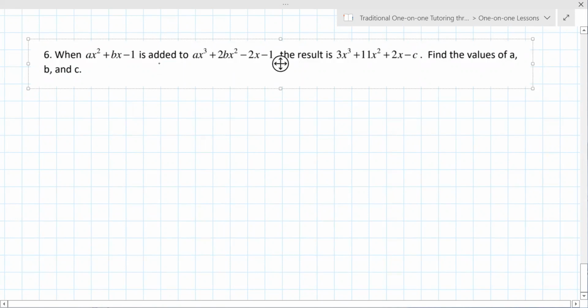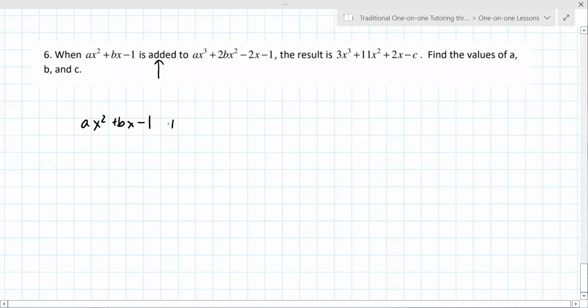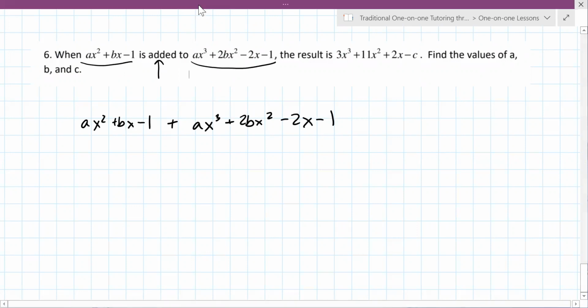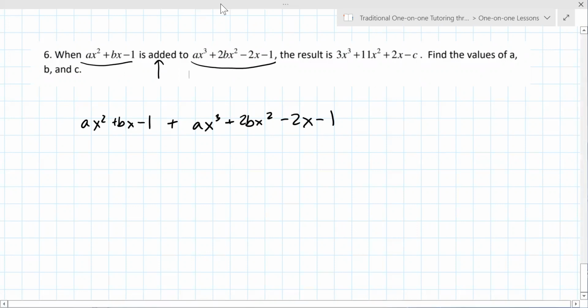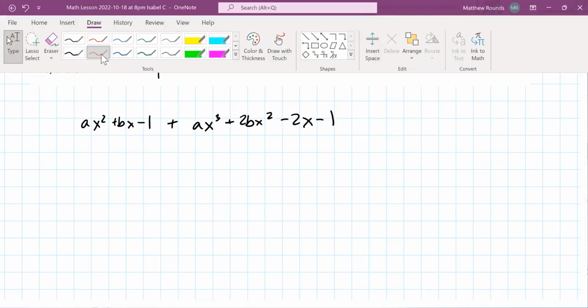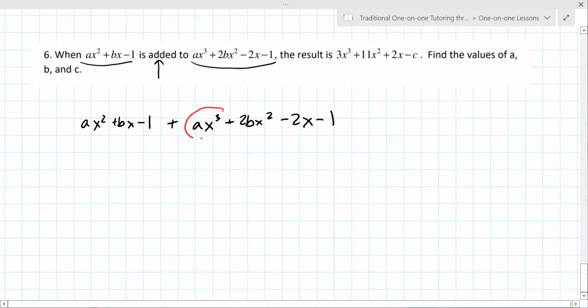Okay, so they're saying we're going to add ax squared plus bx minus 1 plus ax cubed plus 2bx squared minus 2x minus 1. So when you add, you just write the two expressions next to each other, and you see what you can combine. And then we'll get to this result here in a moment. So the first thing I notice is that there's an ax cubed term, but there's just one of them. Do you see that? Yeah.